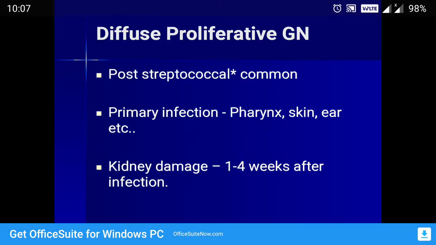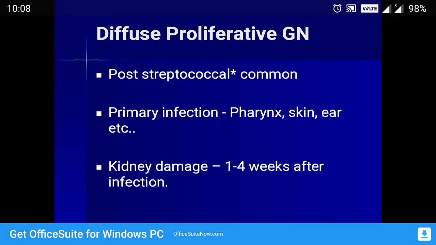There are different types of glomerulonephritis. Remember a few names, and if you remember the name, you can explain what actually it means. For example, diffuse proliferative glomerulonephritis. What is the meaning of this term? Proliferative, there is proliferation of the cells. Diffuse means the whole of the glomerulus is showing this change.